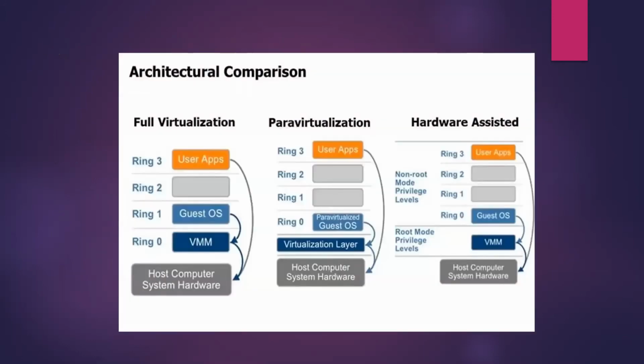And you can see on this diagram the architectural comparison between full virtualization and para-virtualization, and hardware-assisted virtualization is a type of full virtualization.